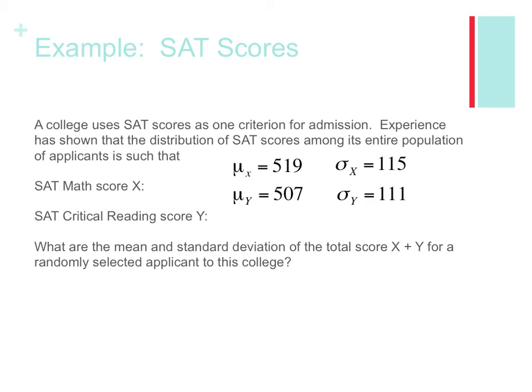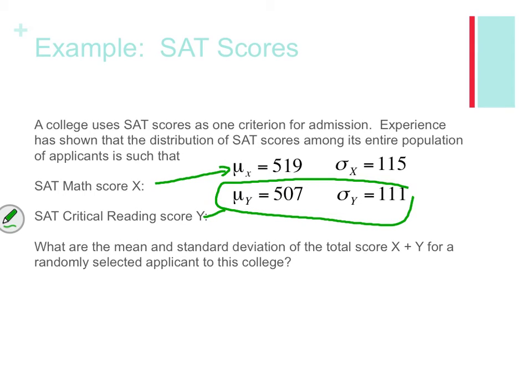Okay, so a college uses SAT scores as one criterion for admission. Experience has shown that the distribution of SAT scores among its entire population of applicants is such that a math score has the following mean and standard deviation, and here is the standard deviation and mean for your critical reading. Okay, so what are the mean and standard deviation of the total score? So you're looking for the total score, which would be x plus y.